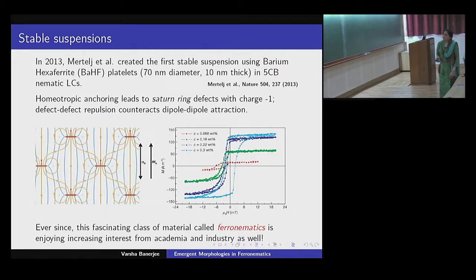Ever since, this fascinating class of materials, which is now called ferronematics, has enjoyed a lot of interest from academia as well as industry. Here's a little cartoon of the stable suspension. These are the Saturn ring defects. The particles are perpendicular to the director. And these are measurements of hysteresis. As one can see, if you increase the concentration of particles, one can see very nice hysteresis loops.